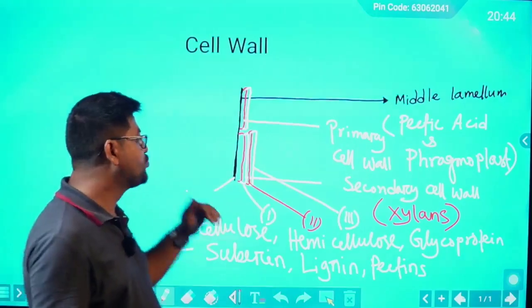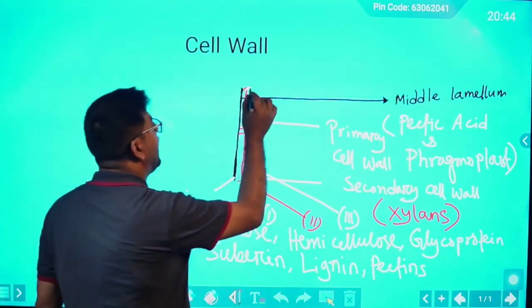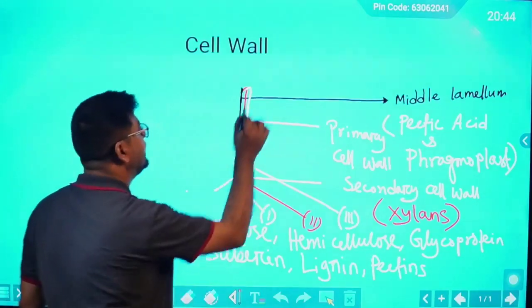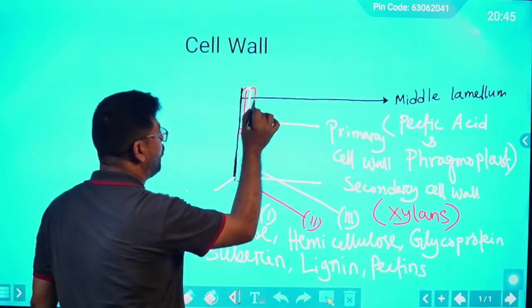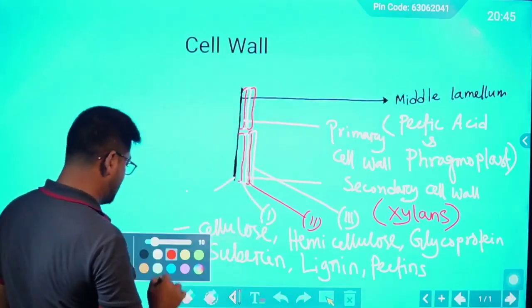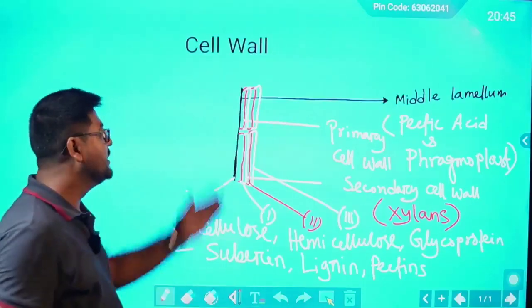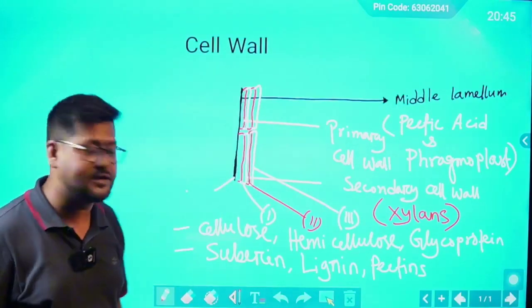So this way you have to remember their names, okay? And after that you should see the other part also. So in all the parts where the primary layer is present, the secondary lining will also be developed. The secondary lining has three certain layers. You can say these are the three unique layers.